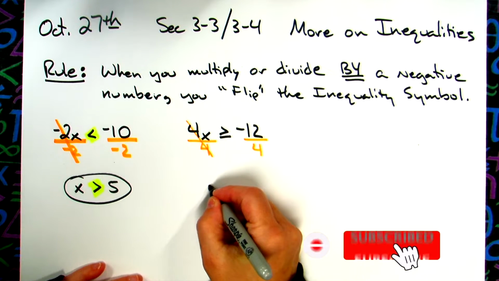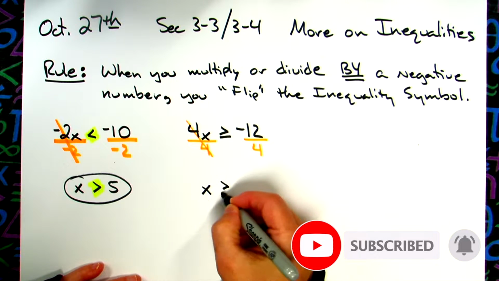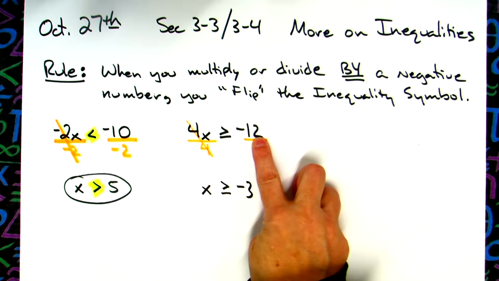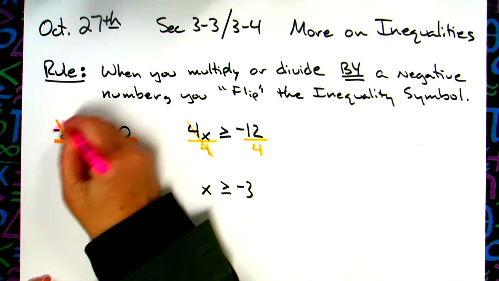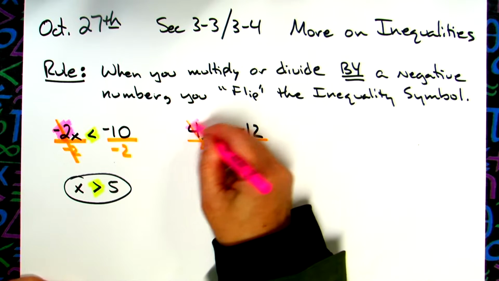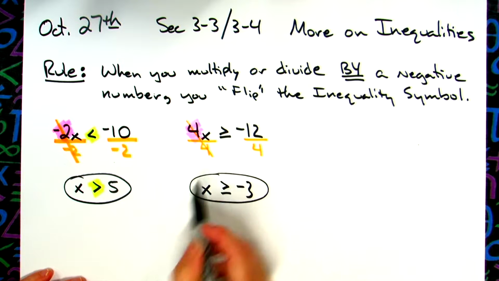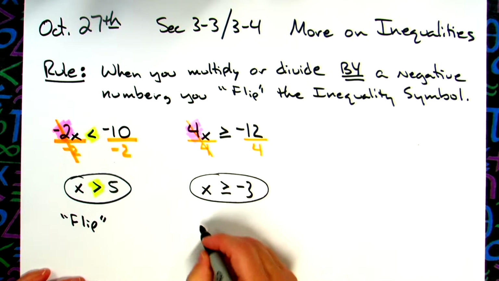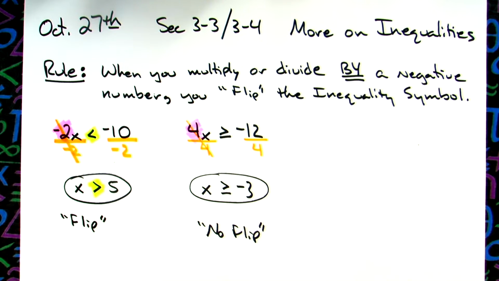So this is going to be an x. I do not flip it. I keep the same inequality symbol, greater than or equal to, and then I get a negative 3. Just because that negative 12 was negative makes no difference. The thing I am looking at for each one of these is the number in front of the x. If that number in front of the x is negative, then that's when I flip it. So I'm going to put flip under the first one because it was negative, and no flip on this one, just in case when you go back and look at your notes, it'll make a little more sense.